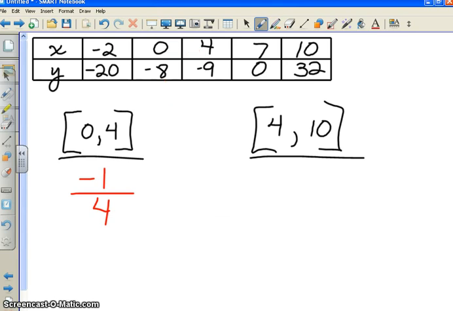Between +4 and +10, our y values have gone from -9 to +32, so that would be an increase of 41. And our x values have gone from 4 to 10, which is an increase of 6. So our average rate of change is 41/6.